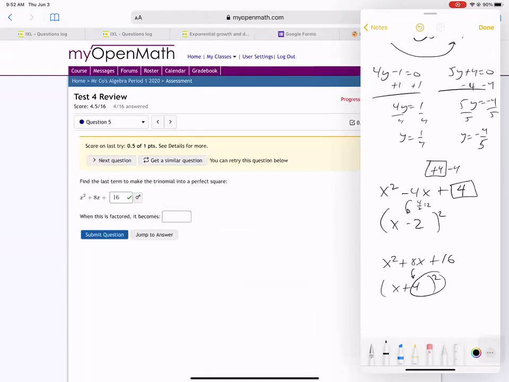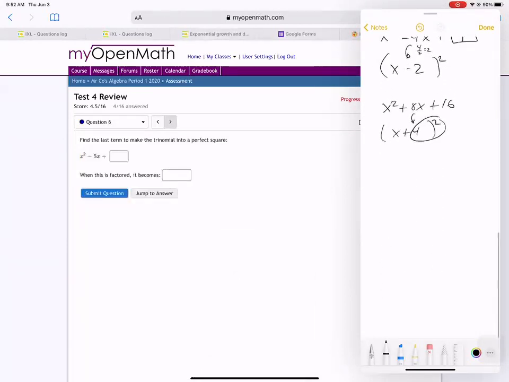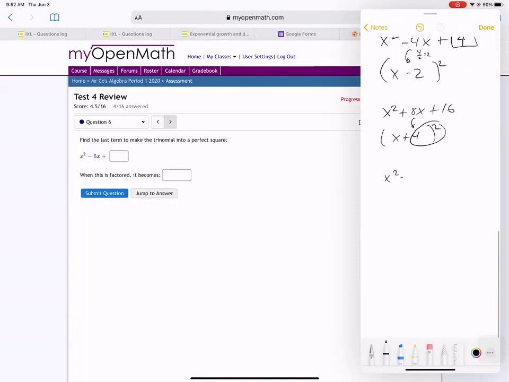Okay, it can be that simple. Next question is a fraction though. It's okay. X squared minus 5x. What's my perfect square? It's x minus 5 over 2. We remember we always just divided by 2. Hopefully you guys remember that, divided by 2. What the perfect square is, we square it. Plus 25 over 4. 5 times 5 and 2 times 2.